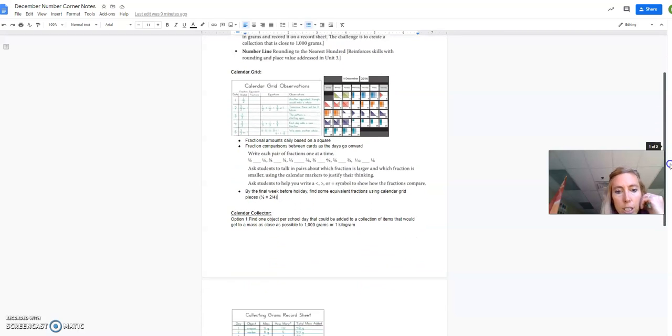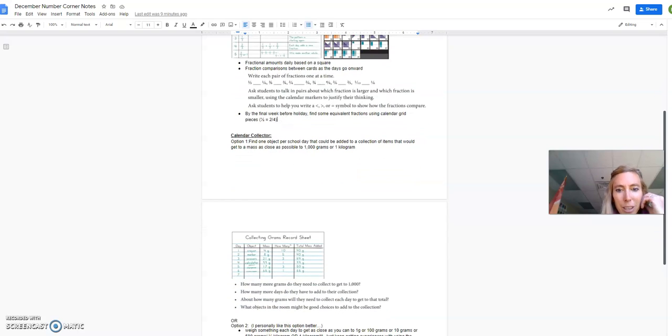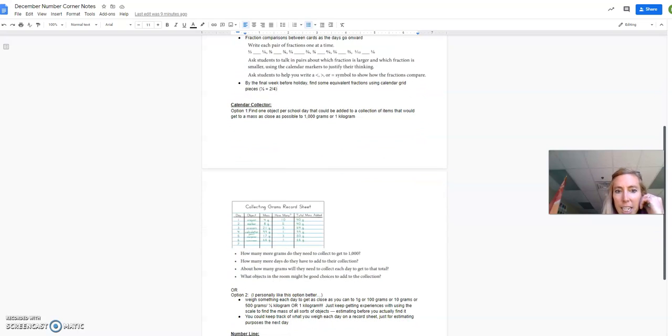And then calendar collector, this is when you're collecting items and finding their mass. And there are 2 options here. The first option is the one you'll see in your Bridges binder for Number Corner, where you're trying to collect objects every day, and at the end of the month, you're trying to get as close as you possibly can to 1,000 grams or 1 kilogram.